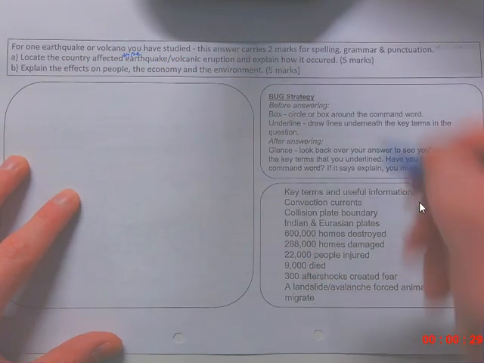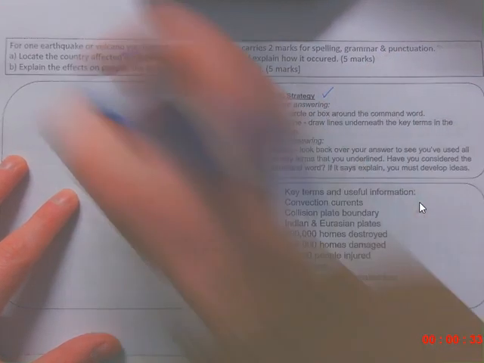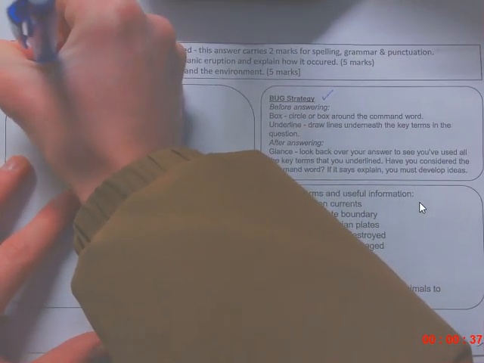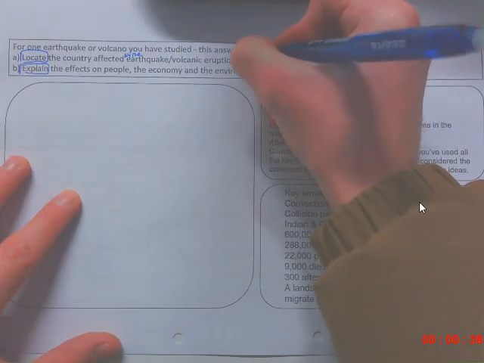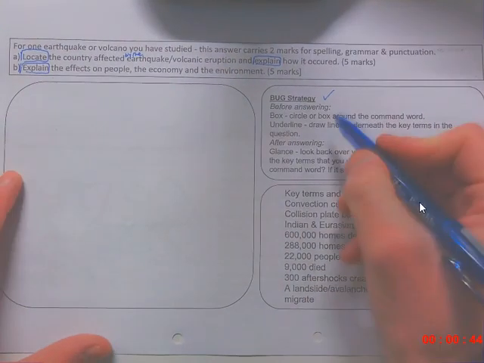So what we need to do is first of all use our BUG strategy here, so we'll tick that off as we go. There are a number of command words here in the questions, so I'm just going to point them out to you by boxing them here. It's the first part of the BUG strategy.